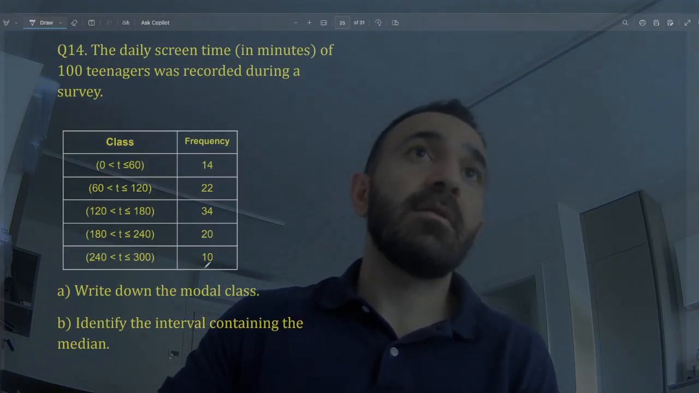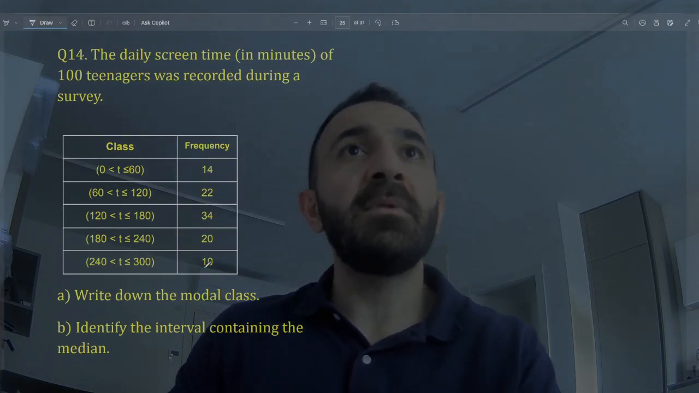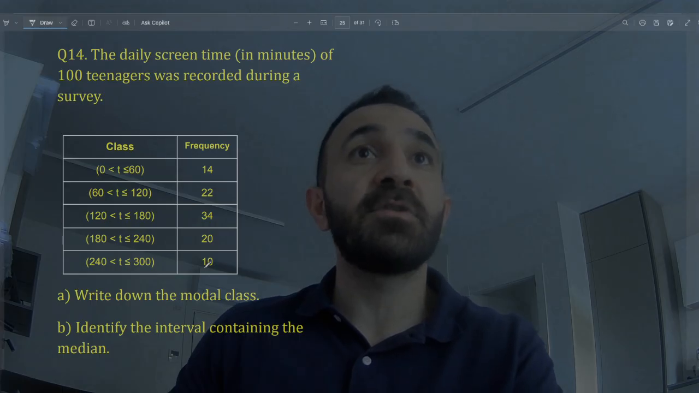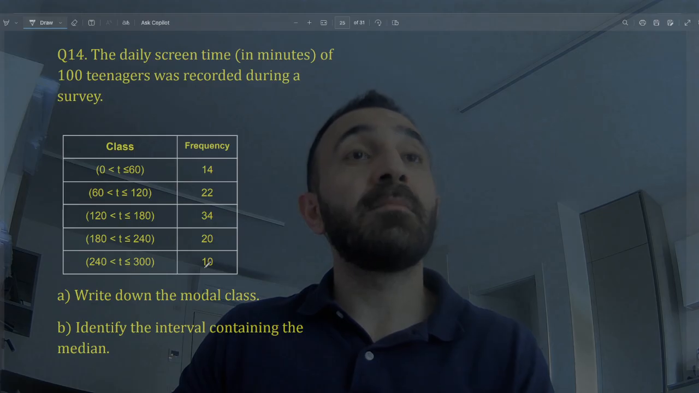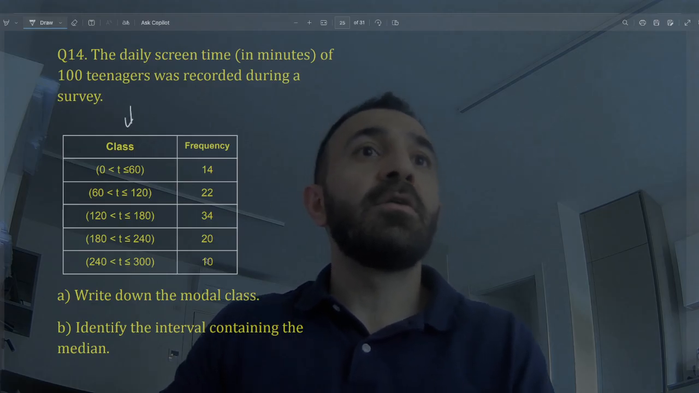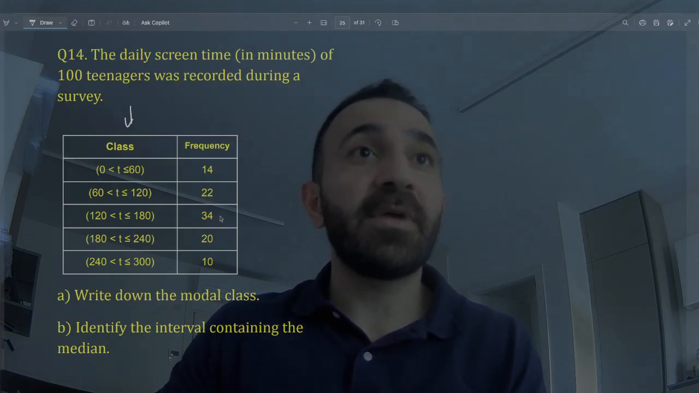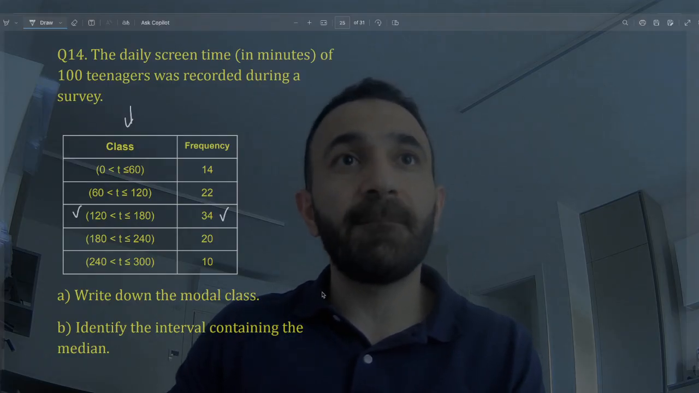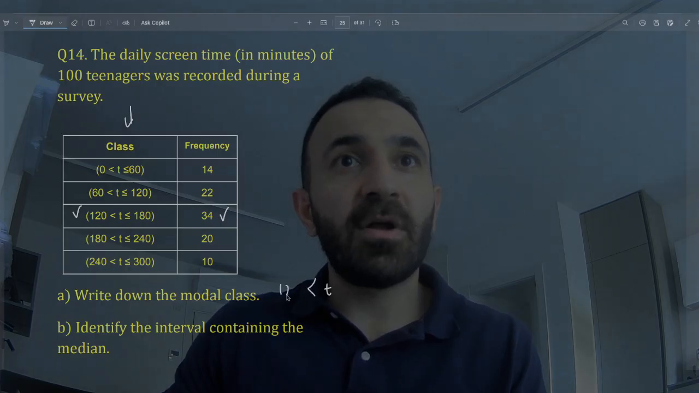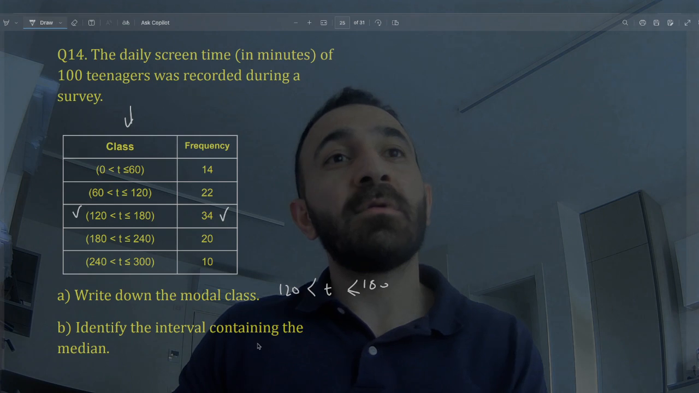This question, the daily screen time in minutes of 100 teenagers was recorded during a survey. The data is given here. Write down the modal class. The modal class is the class with the highest frequency, which is this class here. So the class between 120 and 180. Identify the interval containing the median.